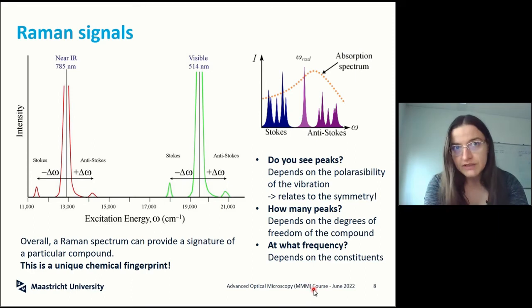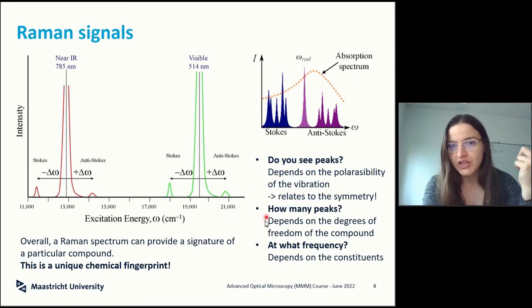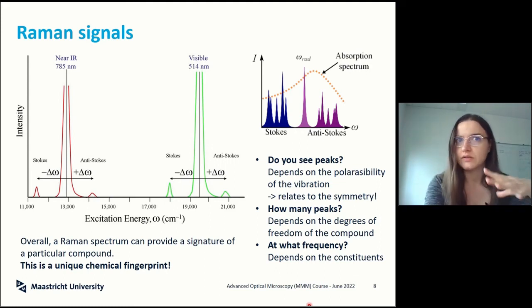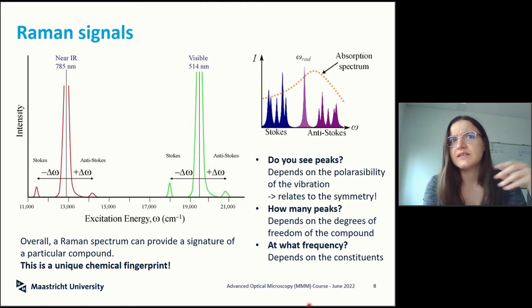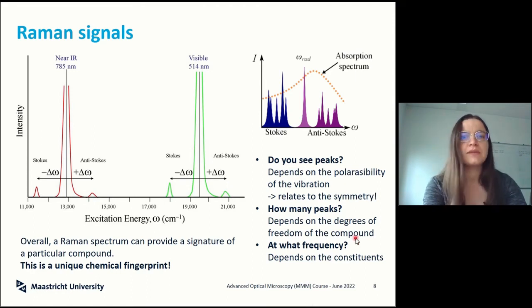And at what frequency depends on the constituents, but given how these things change with each other, a Raman spectrum can be predicted for a given molecule. It's not even too difficult if you have the right packages for chemists. It could be a bit more challenging for certain stuff, but also there is a lot of experimentally reported data.